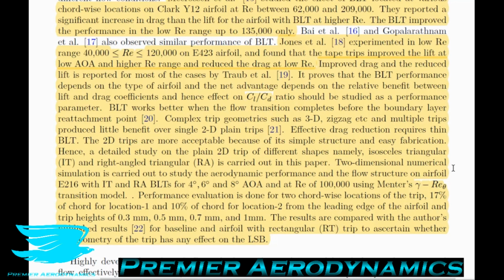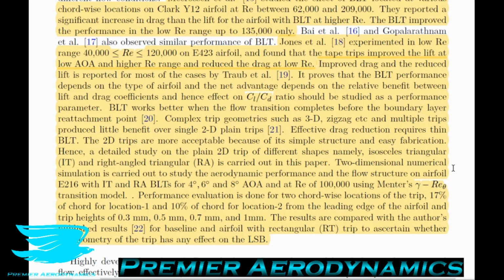Two-dimensional numerical simulations are carried out to study the aerodynamic performance and the flow structure of an airfoil of an E216 type with an isosceles triangle BLT and a right-angled triangle BLT for 4 degrees, 6 degrees, and 8 degrees, at Reynolds numbers of 100,000. They're using the Menter gamma-theta turbulence model for RANS, and performance evaluation is done for two chord-wise locations of the trip. So they're placing the trip at either 70% downstream of the leading edge or 10% downstream of the leading edge. And they're using different trip heights of 0.3 millimeters, 0.5 millimeters, 0.7 millimeters, and 1 millimeter.